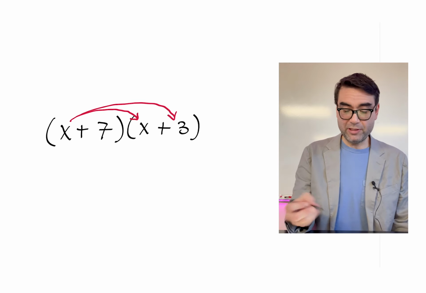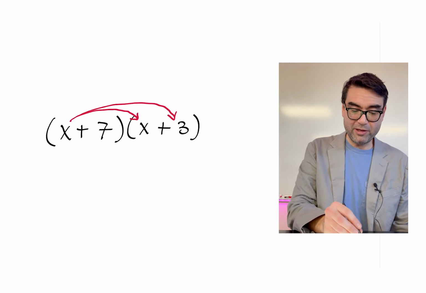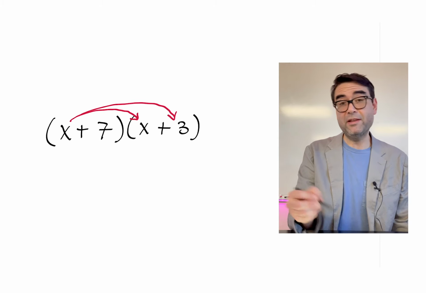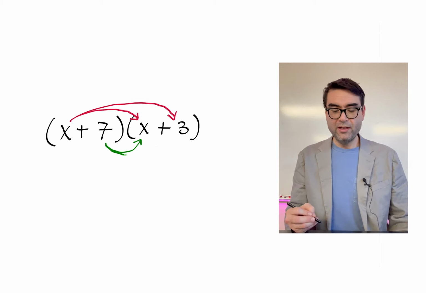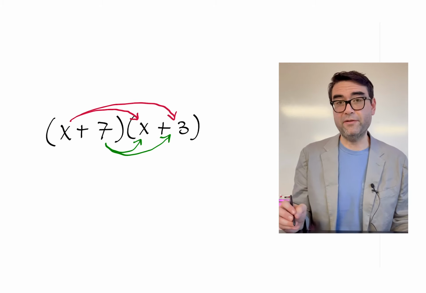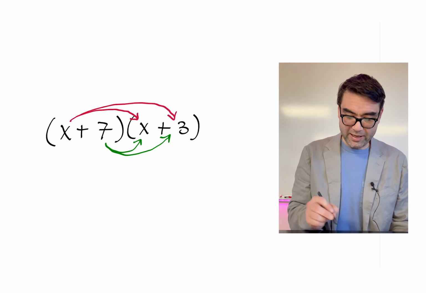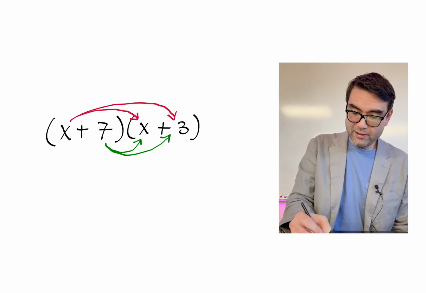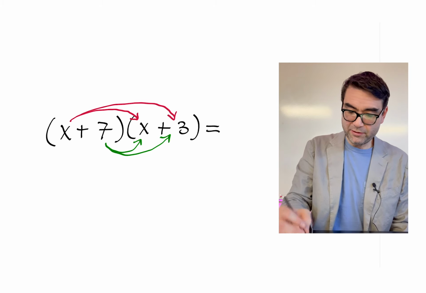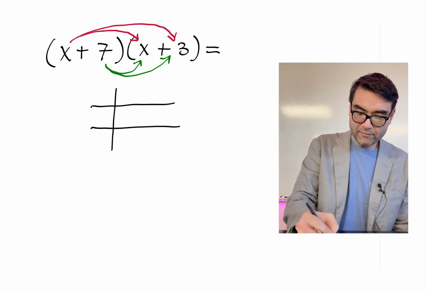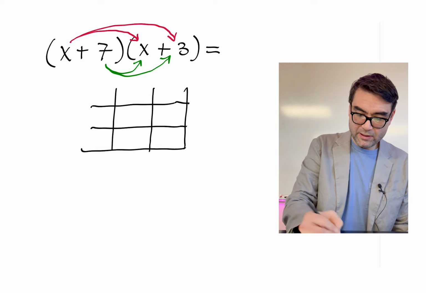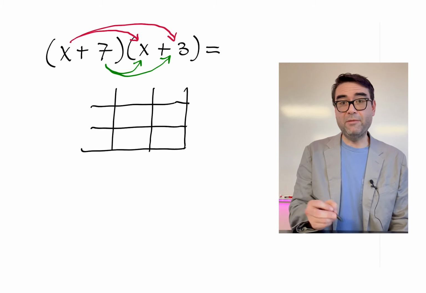So the x term in the first binomial would multiply the x term and the 3 in the second binomial. Similarly, your 7 would multiply the x term in the second binomial and the 3. Some people have no problem doing this and can keep track of their multiplication. However, just to add a method that could help, let me show you another way we can tackle this. I'm going to create a little grid here, and my grid is going to help me organize my multiplication.